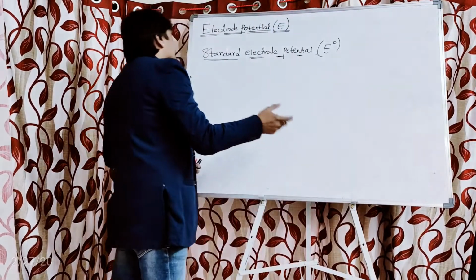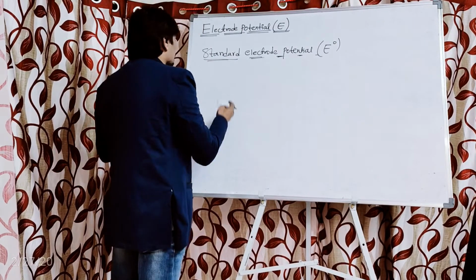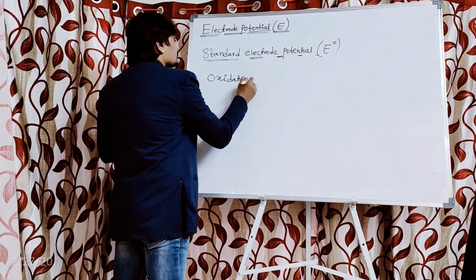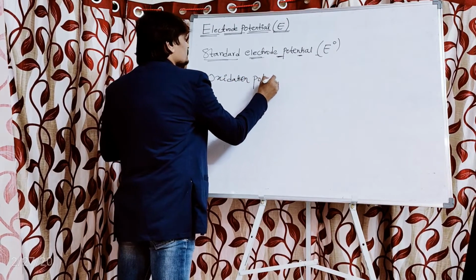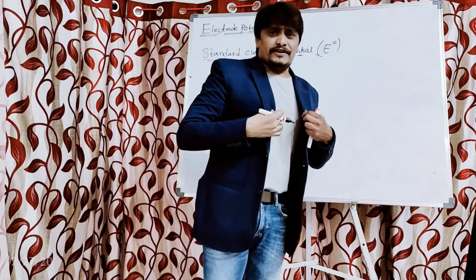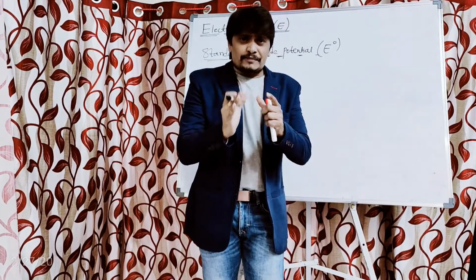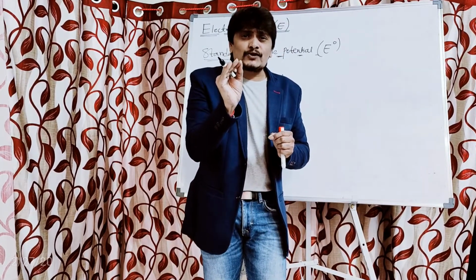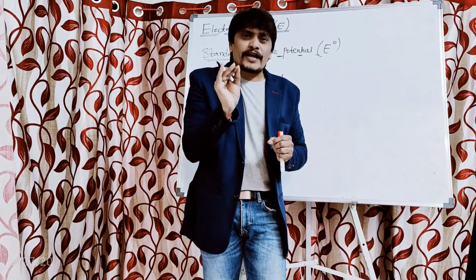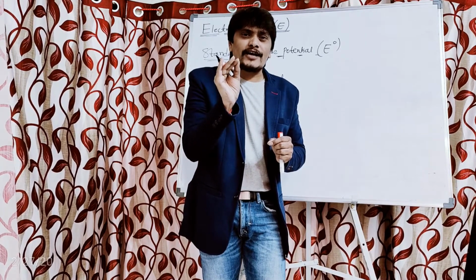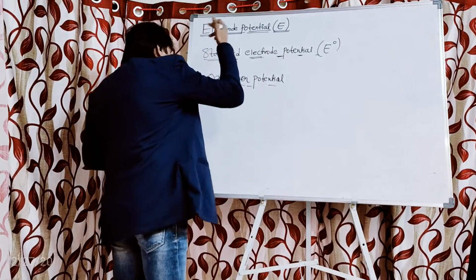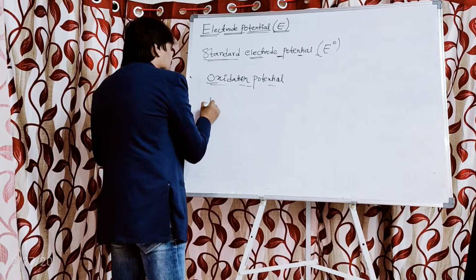In this criterion of electrode potential, another term is oxidation potential. The name is self-explanatory, right? Oxidation potential means the potential of the electrode to act as anode and undergo oxidation. Another term which is a part of electrode potential is reduction potential.